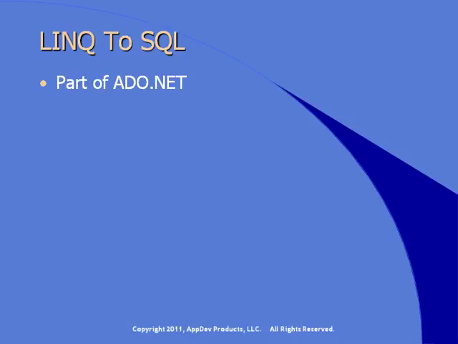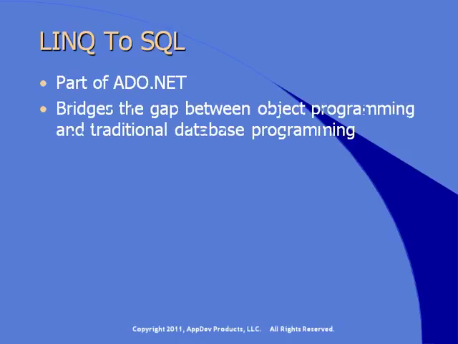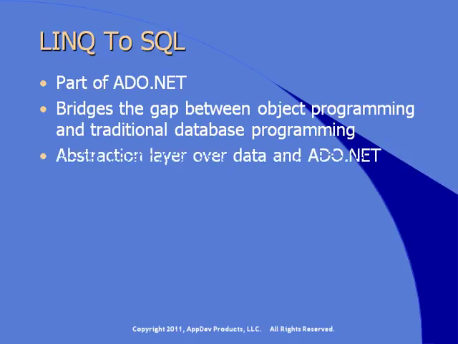LINQ to SQL is part of ADO.NET. And if you ask Microsoft what it does, they'll tell you it bridges the gap between object programming and traditional database programming. So in other words, when you program against objects, you're working with classes. And when you program against a database, you're working with SQL statements, which are just big strings. So what LINQ to SQL does is try to close that gap. And it does it by providing you an abstraction layer over your data and ADO.NET.